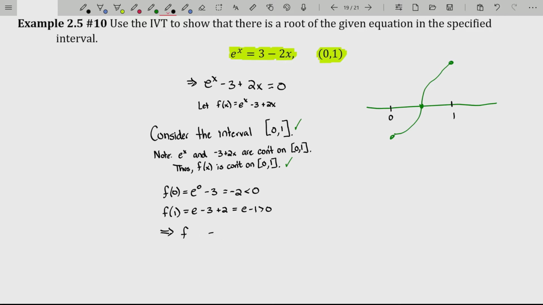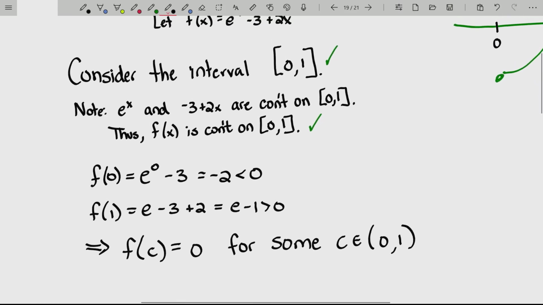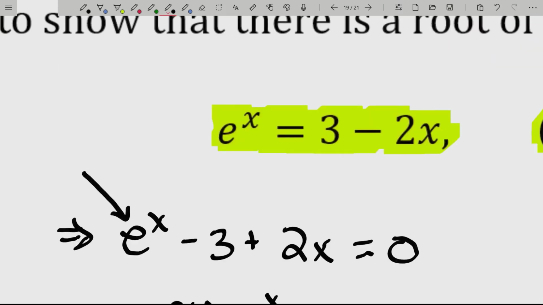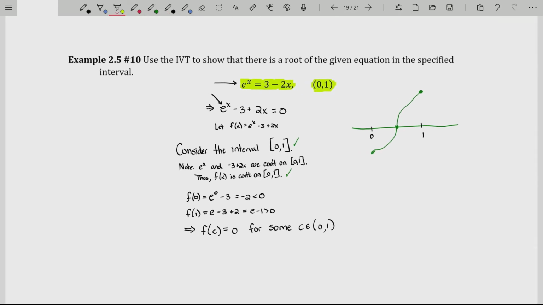Maybe I should put it this way: f of c is equal to 0 for some c in the interval from 0 to 1. I'm not including 0 and I'm not including 1 because we know it's negative at 0 and positive at 1. So it's somewhere between 0 and 1, not including those edges. Now, the fact that our function becomes 0 for some point between 0 and 1 means that this equation has some solution between 0 and 1. Again, super duper important that you do two things.